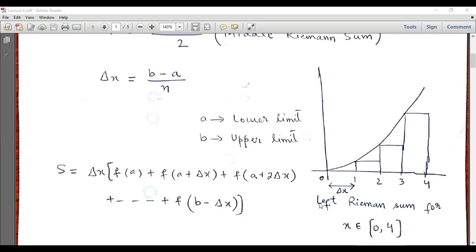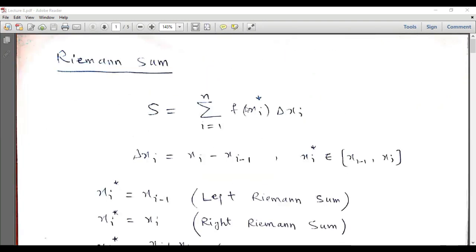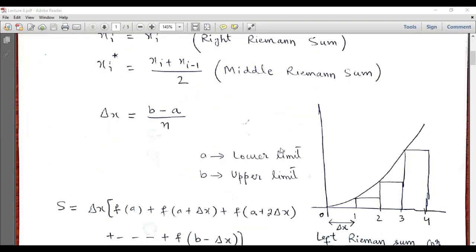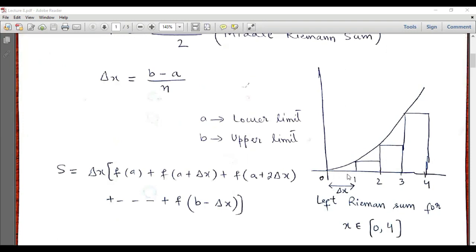So we have to do the summation in evaluating the Riemann sum of each sample, right? And then we have to multiply all the summations with delta x, which is the step size. So this is delta x, and we have to do the summation for all the samples within this function, right? So this is our first sample.